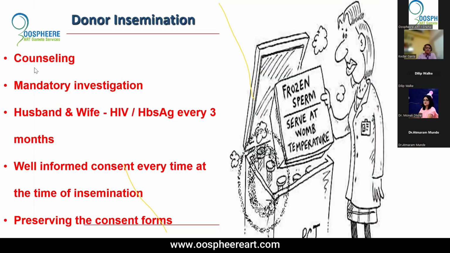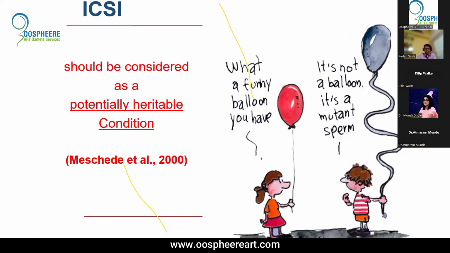So for the donor, counseling is very important. Husband HIV, HCV at 3 months, well-informed consent at every time of insemination. This will not happen that you have done a donor insemination in January, you've taken consent, it will work for February, no. And you'll have to preserve the consent form.